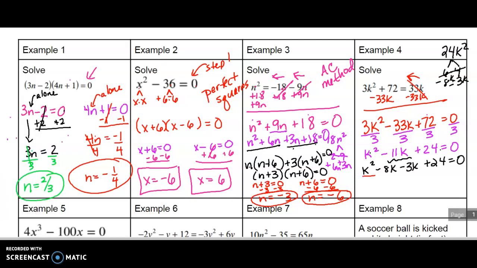And then we do grouping. So we're going to take out a k. And then these, remember I want to get k minus 8, so I need to divide by a -3. So the outsides go together and the repeat terms go together. So then I'm going to take k minus 3 equals 0, k minus 8 equals 0. So then I'll add 3 and add 8.